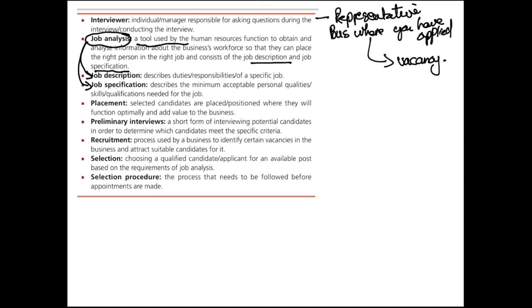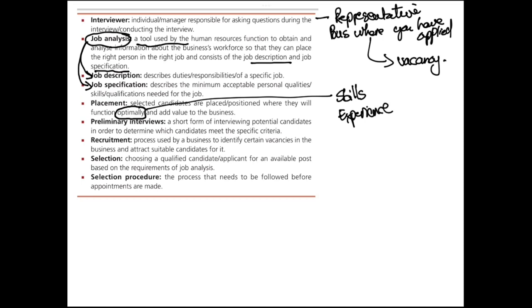So placement happens when you place that person into a specific job that will work well for the business. So that means where that person will function optimally based on the skills that they have as well as the experience that they have.